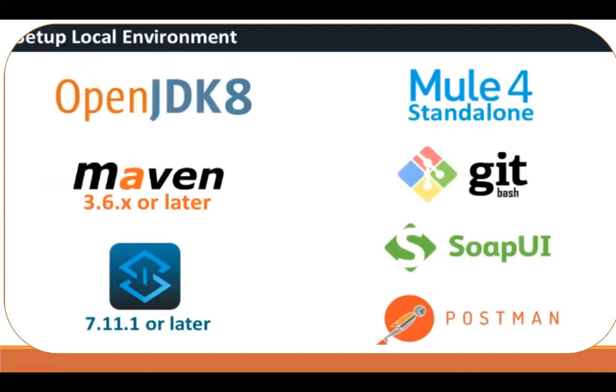The software I showed you earlier, these are the pictorial representations. We need Anypoint Studio, Maven, Java, Mule, Git, Postman. These are the pictorial representations of that software. For each and every software, I'll show you how to install, how to download it, where to download, and when to download. Everything I will explain very clearly.